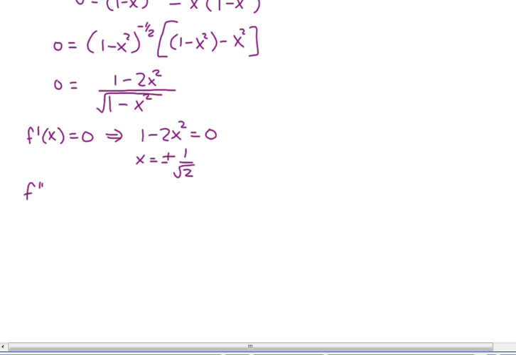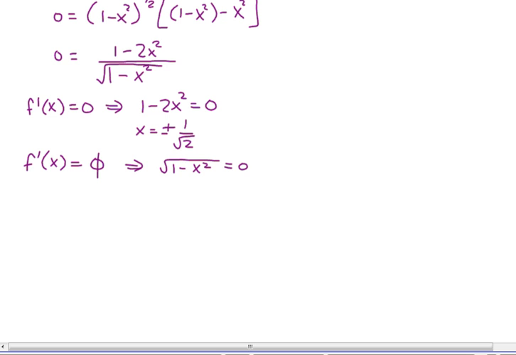Okay, we also need our critical values when our derivative is undefined. How do we figure out when our derivative does not exist? When the bottom equals 0. So that would be when the root of 1 minus x squared equals 0. Basically the inside of our square root has to be equal to 0. So that's when 1 equals x squared, or plus or minus 1.